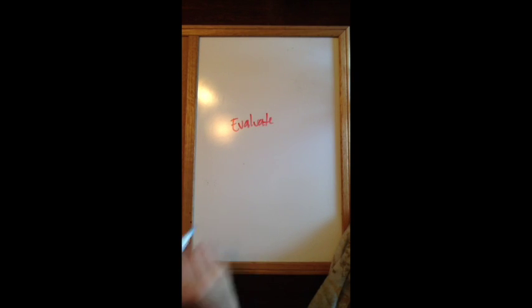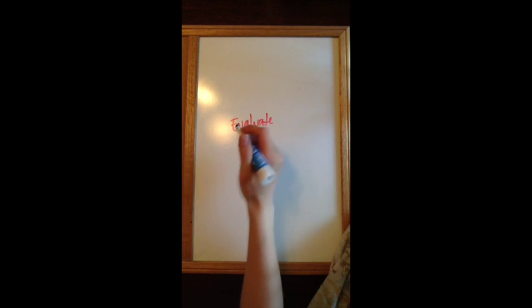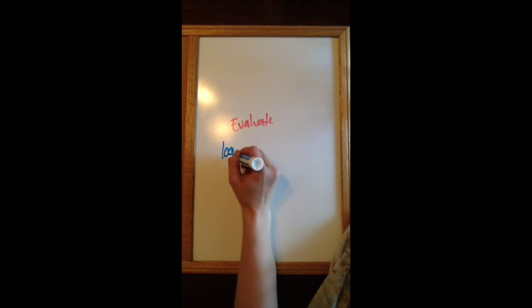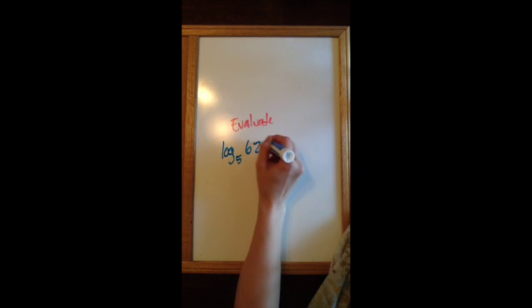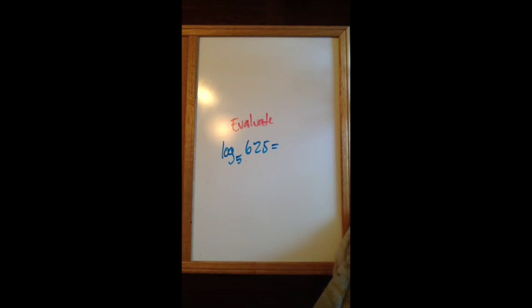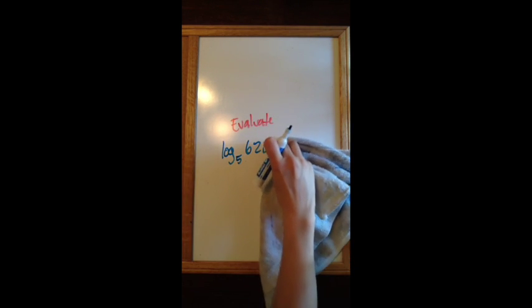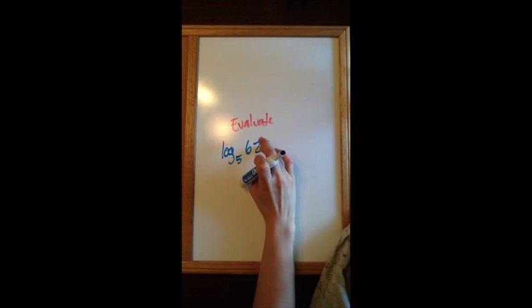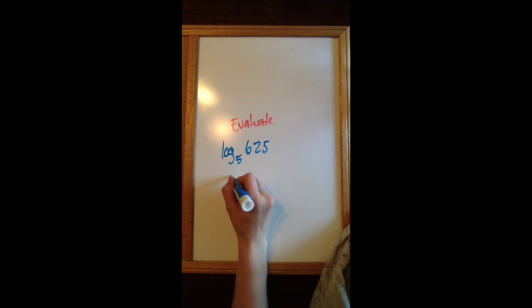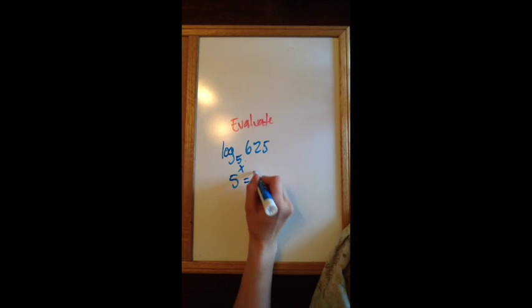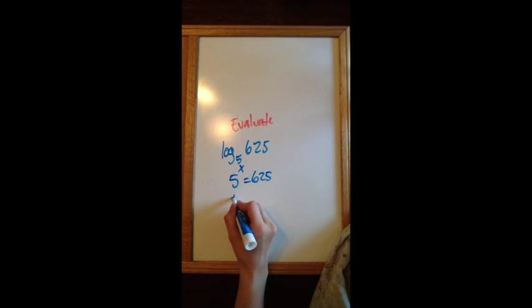If I have log base 5 of 625, it'll come without the equal sign. So if I want to evaluate this, I'm going to think 5 to what power gives me 625? So I'm going to start with my powers of 5.